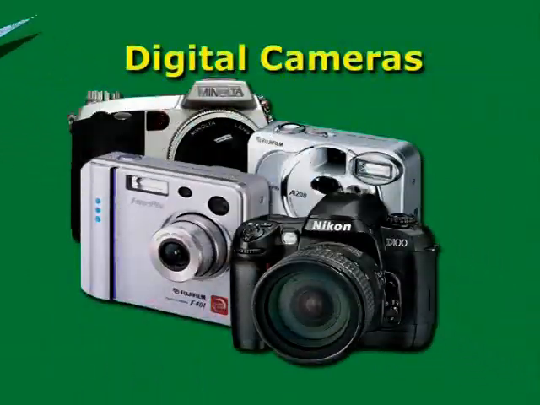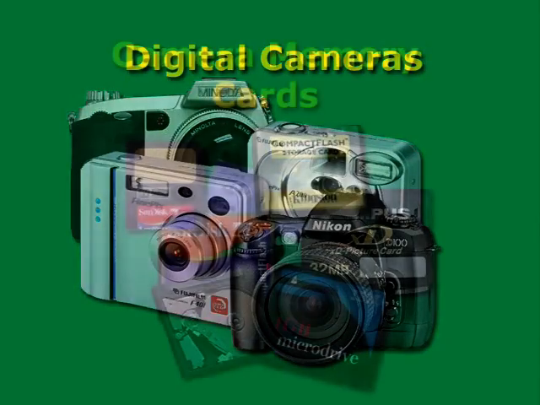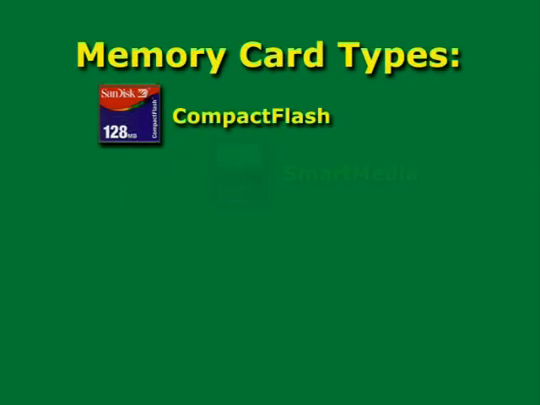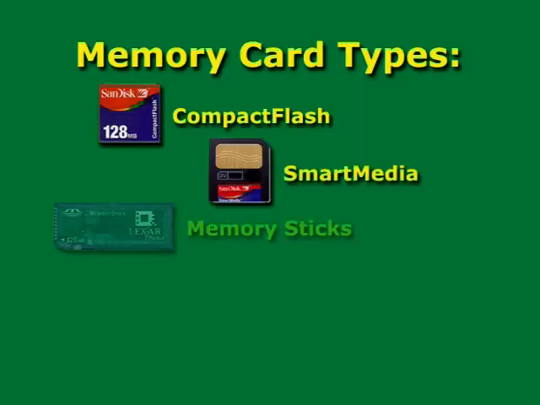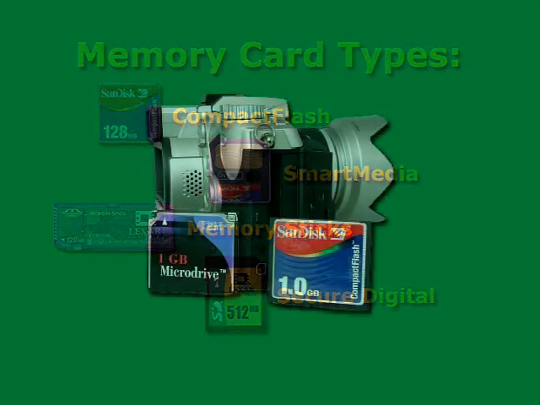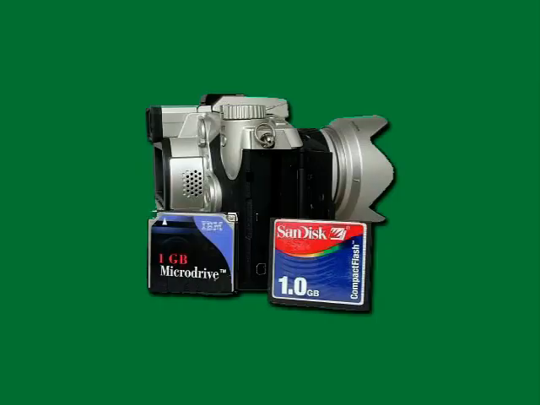Digital cameras store their photos, for the most part, on removable memory devices. These devices are called memory cards and come in several types. The four most common are compact flash, smart media, memory sticks, and secure digital. In most cases, you'll use whatever your camera uses, as these memory devices are not interchangeable.